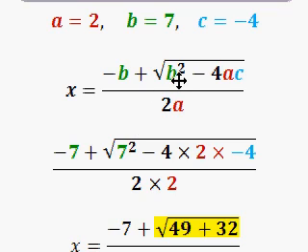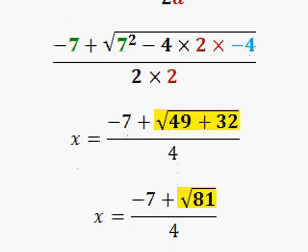So since b is 7, I'm going to replace b squared with 7 squared and minus b with -7. Since a is 2 and c is -4, that a is going to be replaced with 2 and that c is going to be replaced with -4, and -4ac becomes -4 times 2 times -4, and 2a becomes 2 times 2 because a is 2.